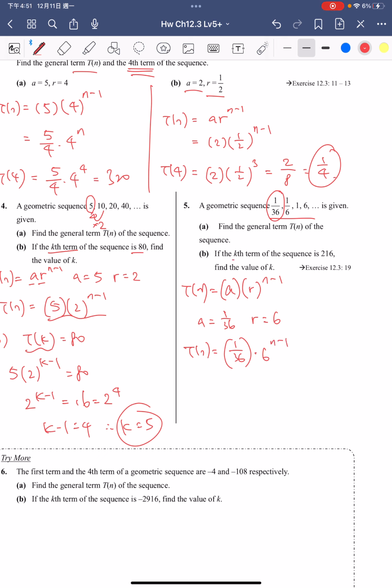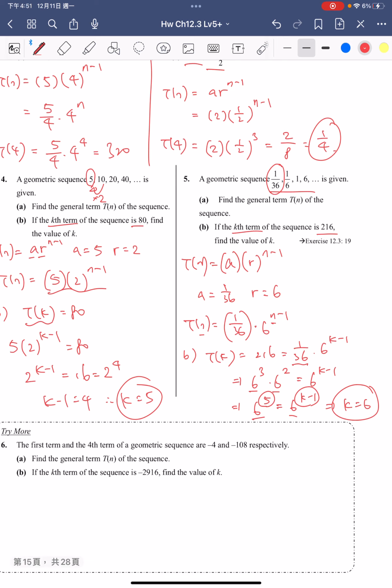And now we say that the kth term is 216. Again, we substitute tk equal to 216. But what is tk? For tk, we substitute the n to become k. So we have 1 over 36 times 6 to the power of k minus 1. Now we can say that 216 is 6 to the power of 3, isn't it? And we move this 36 to the left-hand side, so times 2 squared is equal to 6 to the power of k minus 1. As the bases are the same, we add the powers together to get 6 to the power of 5 equal to 6 to the power of k minus 1. As the bases are the same, we just compare the powers, so we have k equal to 6.